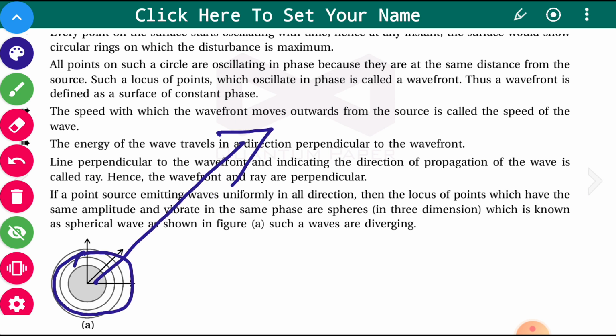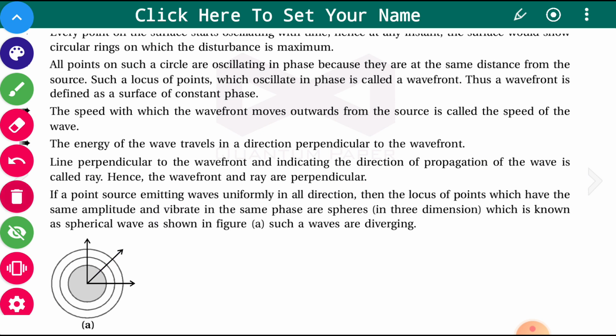Energy will travel perpendicular to the wavefront. The line perpendicular to the wavefront, indicating the direction of propagation of the wave, is called the ray. So this is the ray. Hence the wavefront and ray are perpendicular.